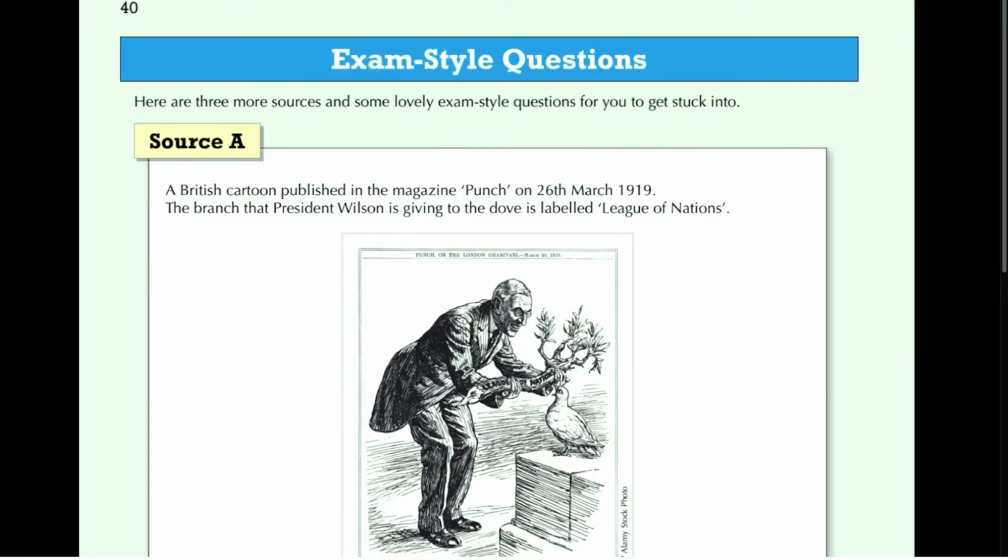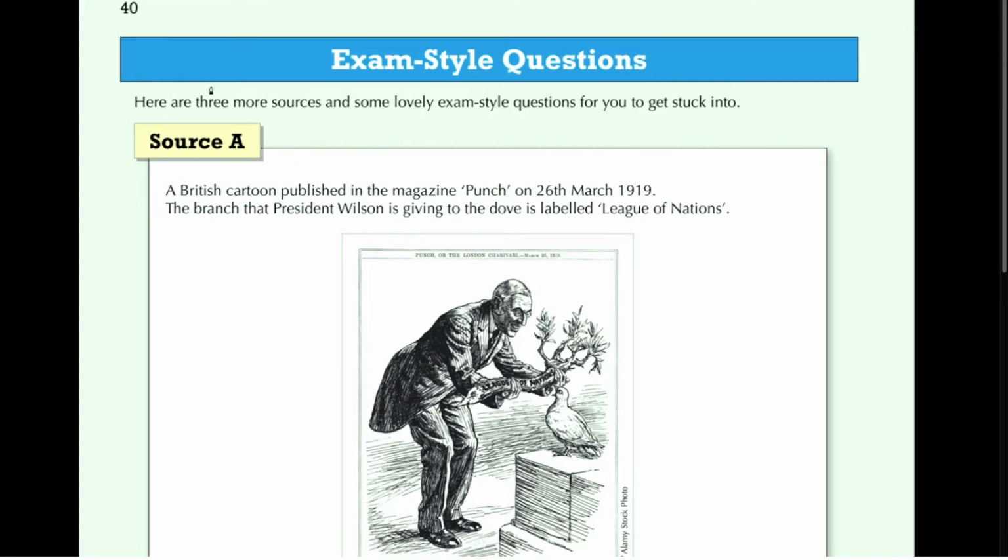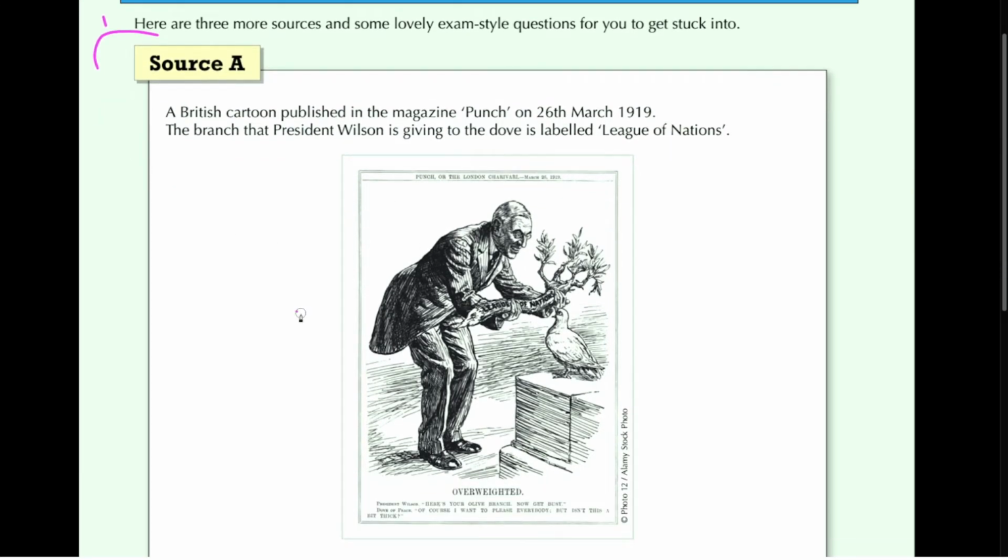Now I'm gonna read the exercises that you're gonna have to do. So follow me. Okay, so exam style questions. Now we're gonna work it out, okay? So we have read the samples before. Now just follow me. Here is the first exercise. This is what you're gonna have to do. Here are 3 more sources and some lovely exam style questions for you to get stuck into, for you to enjoy. So we begin with source A, which is the first one, which we have a sentence, we have a question, we have a picture, and let's see what we have to do here.